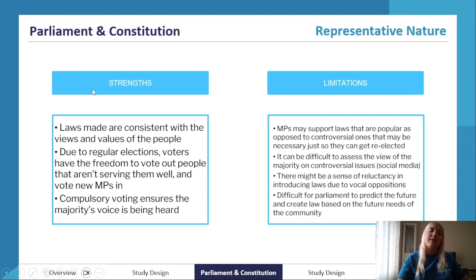Now, the strengths of the representative nature of Parliament, obviously, are that laws have to be made to be consistent with the views and values of the people. Otherwise, they risk not being elected again. The fact that due to regular elections, voters have the freedom to vote out people that aren't serving them well and vote new members of parliament in, or a different party to become the leading government party. And the fact that we have compulsory voting, so everyone actually has to vote, and you will be fined if you do not vote. And this ensures the majority's voice is being heard.